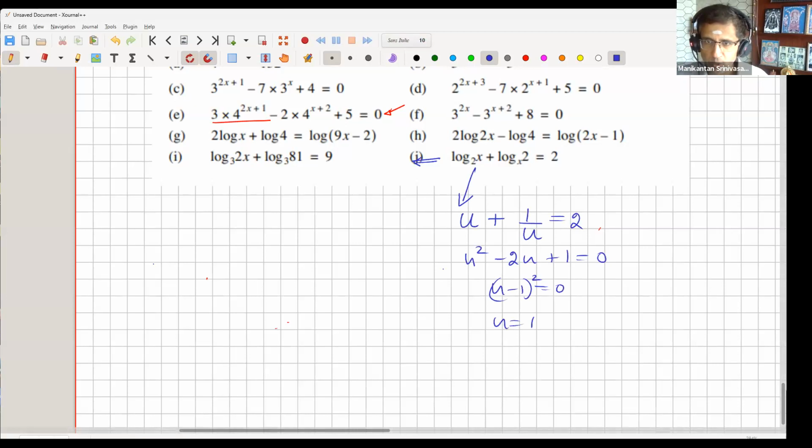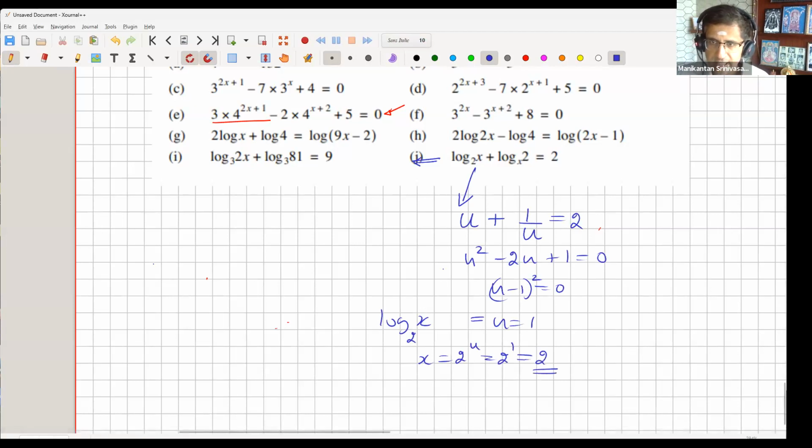But what is my u? My u is my log x to the base 2. So this can very well be, right? Which is 2 power 1, which is 2. So the only answer for x is 2. And we can just check: log 2 to the base 2 is 1, log 2 to the base 2 is 1, and 1 plus 1 is indeed 2.